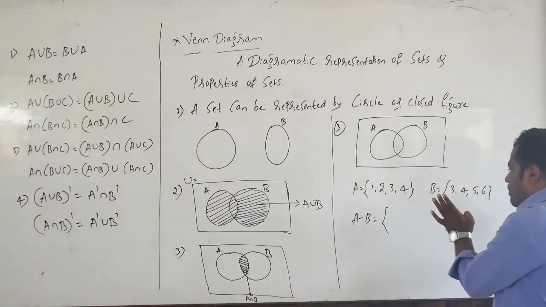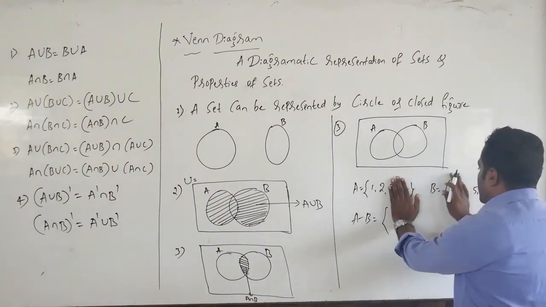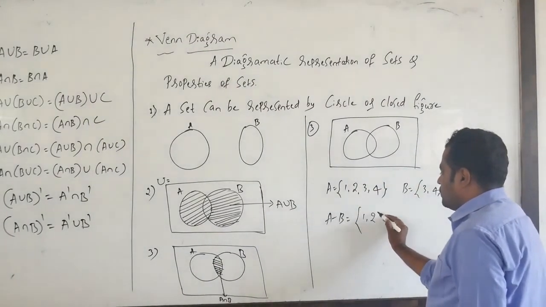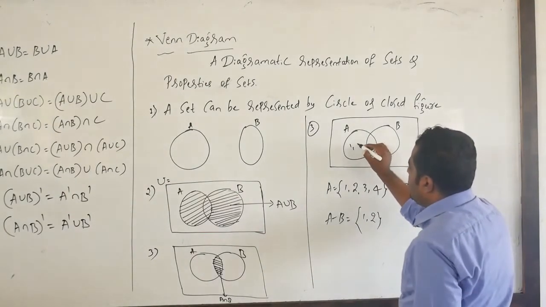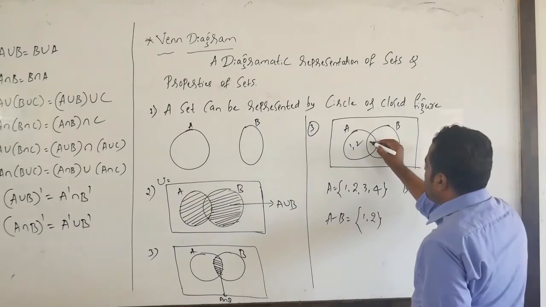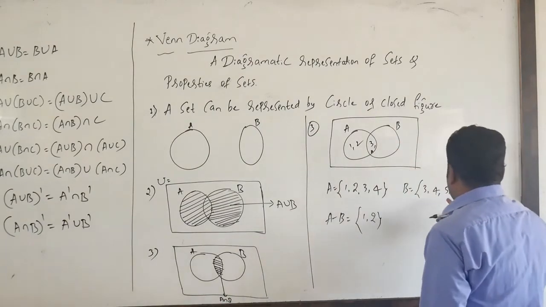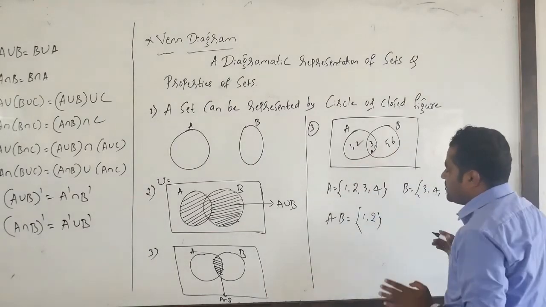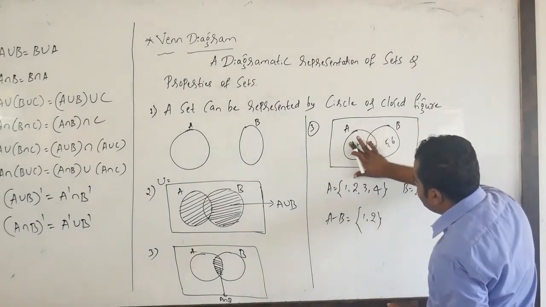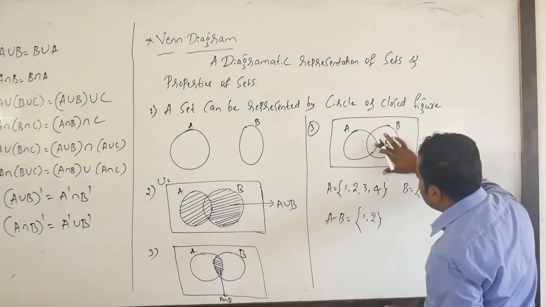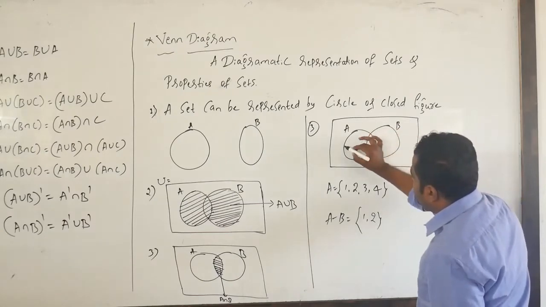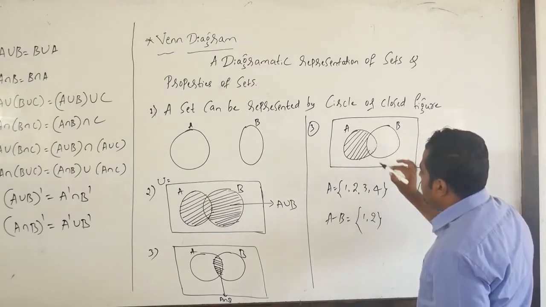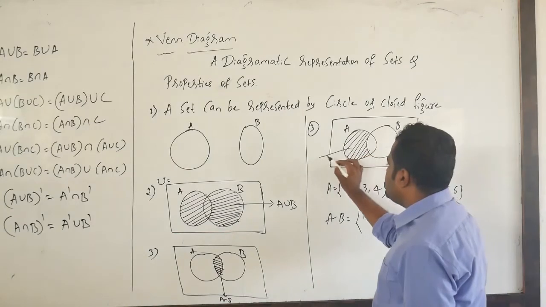Here, first we have to observe common elements: 3, 4, 3, 4. Remaining elements of A are nothing but 1 and 2. A minus B is 1, 2. Here 1, 2, there is a common 3, 4. Next in B, 5, 6. A minus B is nothing but this space only. The shaded portion indicates A minus B.